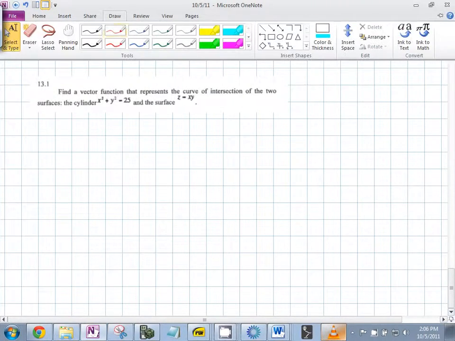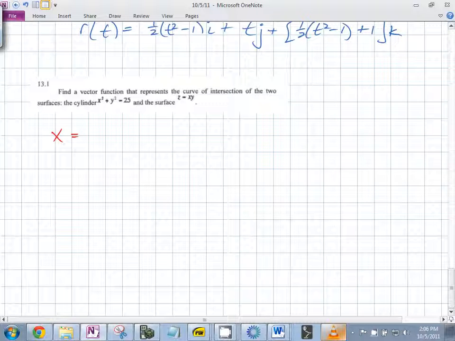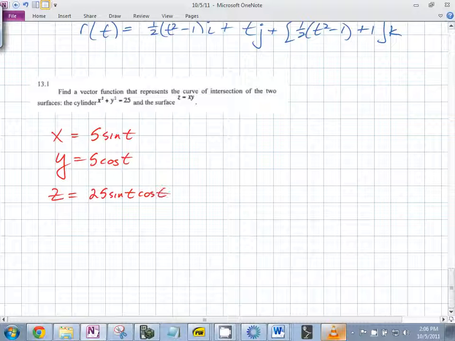Could x be cosine if we wanted to? Sure. x is 5 sine t, y is equal to 5 cosine t. So what does that mean z is equal to? 25 sine t cosine t, correct? But we need a relationship of the intersection, right? So for this one right here, what does z equals xy look like? Anybody know?